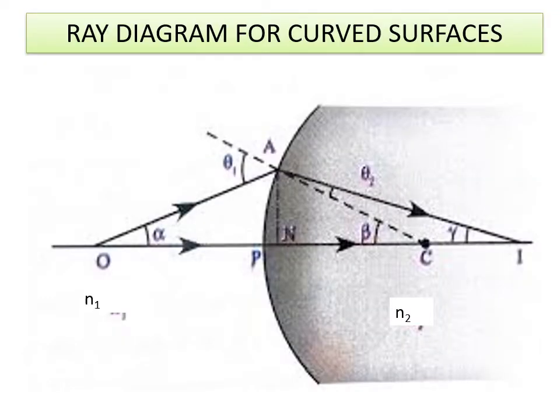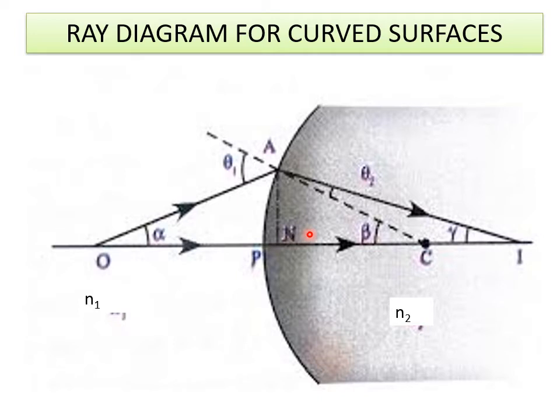So, we have to derive the curved surface formula, or we can say the relation between the refractive indices of the media, object distance, image distance, and radius of curvature. So children, this is the ray diagram for the curved surfaces. Already we have done the rules and all in the introduction classes.